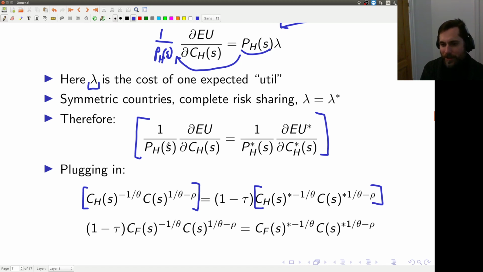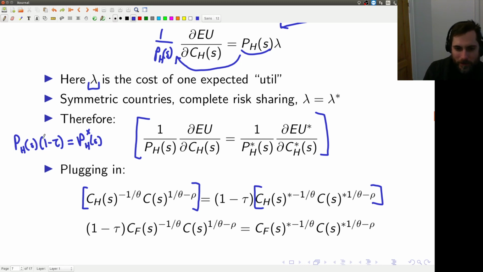Since everything is symmetric, the price, well, I should be careful here. Not everything is symmetric, but we know what the price difference is going to be between these two prices. Why is that? Because we know that the price of the home good at home is actually 1 minus tau, where tau is the trade cost, times the price of the home good in foreign. Why is that? Because when we ship the good to foreign, some of it falls off. Ooh, I did this wrong, didn't I? The price at home should be lower. Yeah, the price at home should be lower, right? So let's do that again.